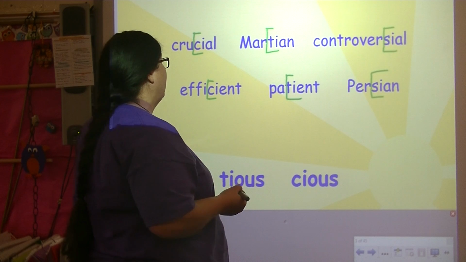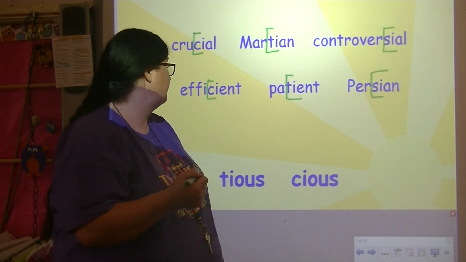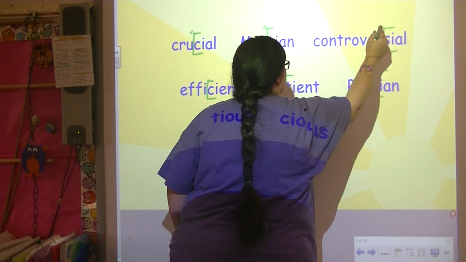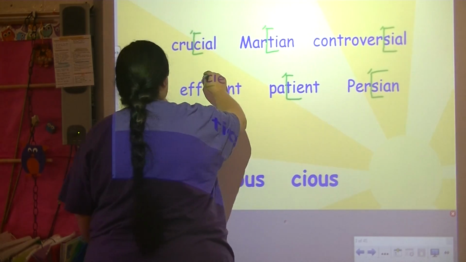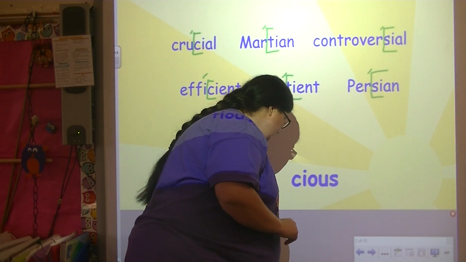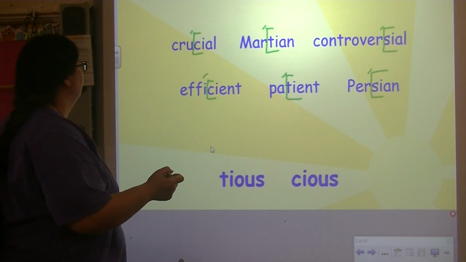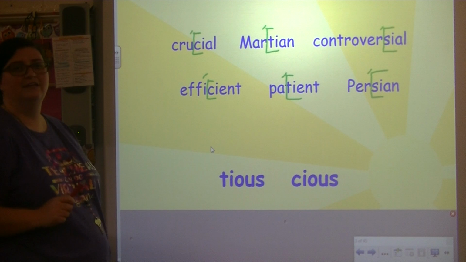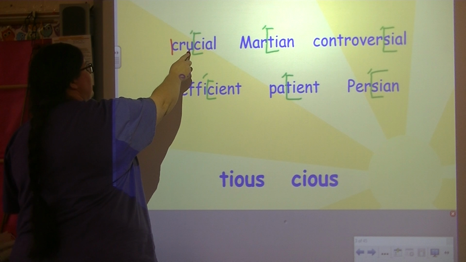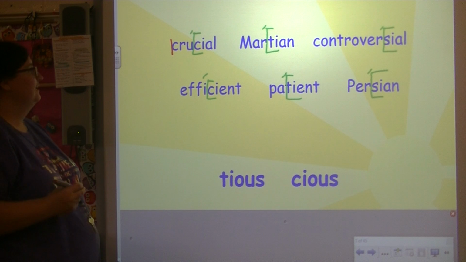Alright, we know that when we have a final stable syllable, where is the accent at? On the syllable before it. So let's put all those in. And then we can go back in and try to code. Alright. Now let's look. Let's go to this first word. Alright, what do you see? Now we need a K back. We've got a vowel that is open and accented. It will be long.